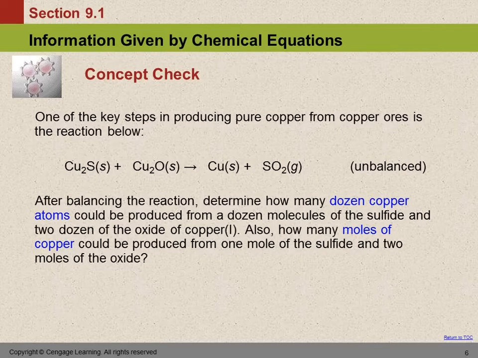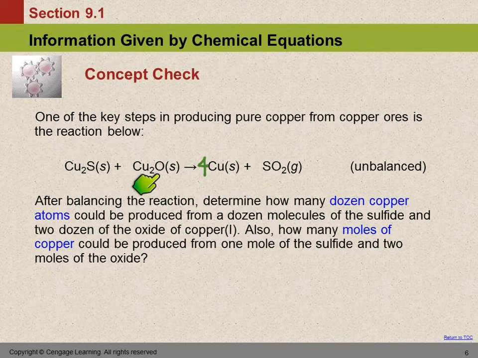So let's look at the coppers. How many coppers are on the left side of this equation? 4. There's 2 here and 2 there. So a good place to start might be to fix up this guy and put a 4 there. So now we have 4 copper atoms on each side of the equation. How many sulfurs on this side? Just 1, right? And there's 1 over here, so that's all good.